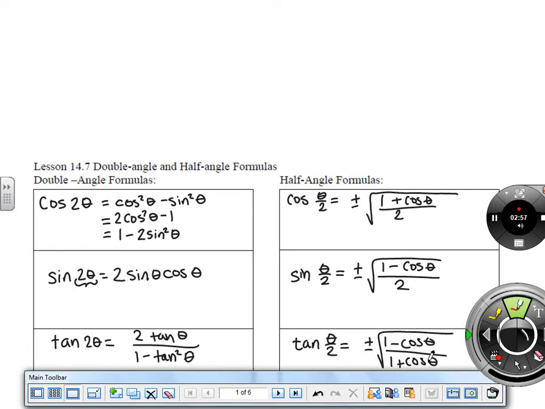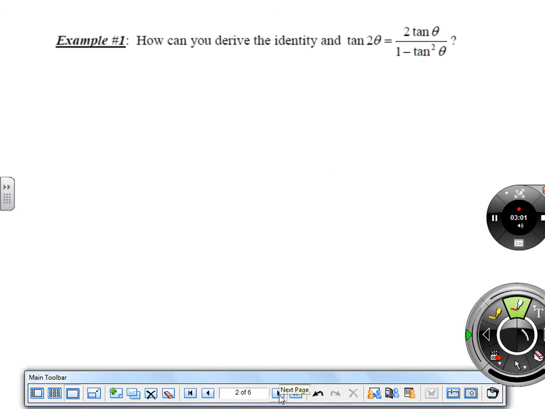All right, so we're going to use these like we were before. We're going to use them to calculate things, and we're going to use them to prove things. So for example, how would we prove tangent 2 theta equals 2 tan theta over 1 minus tan squared theta? What I'm going to do is think about rewriting the tangent of 2 theta. So here's just one example. If you can come up with a different way, that's awesome too.